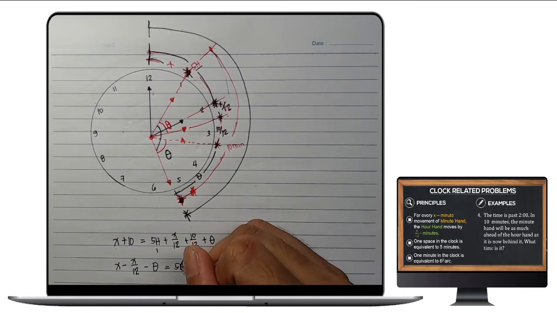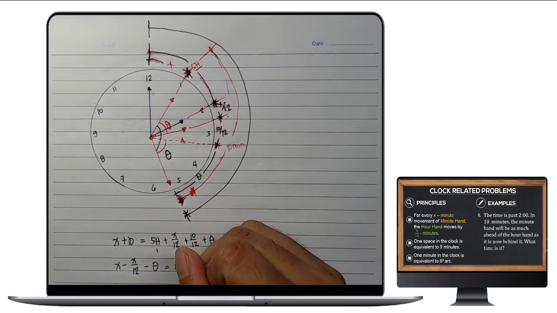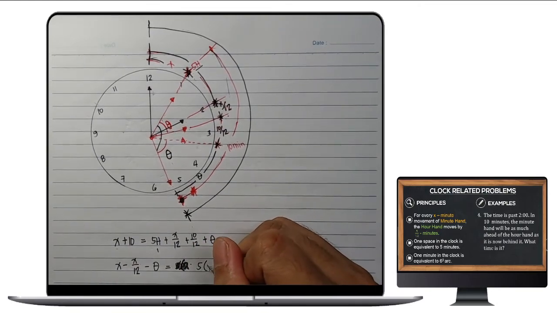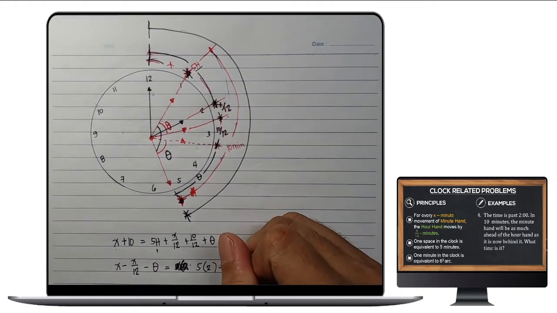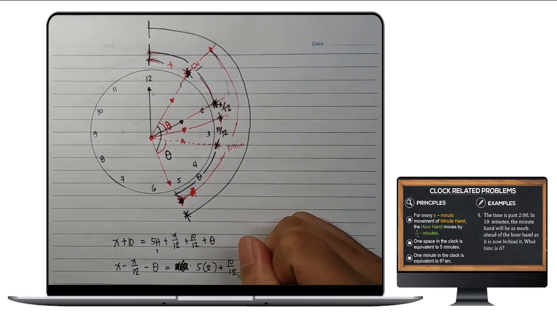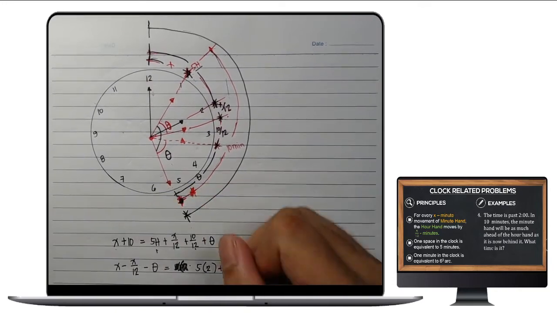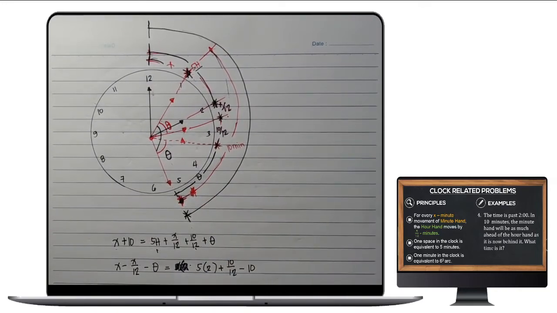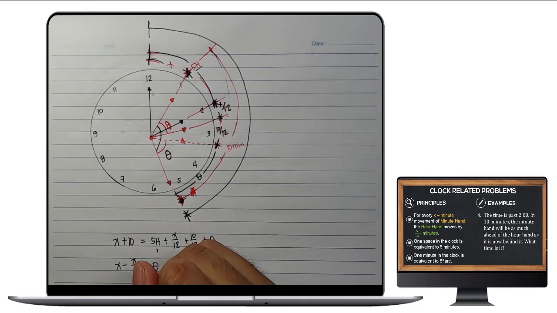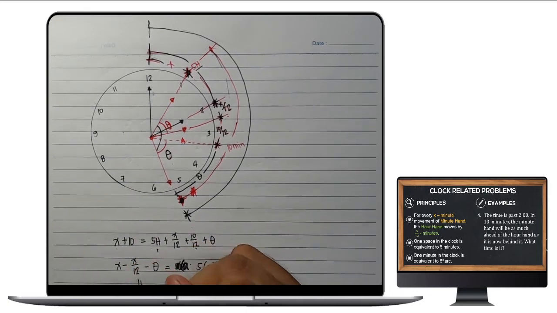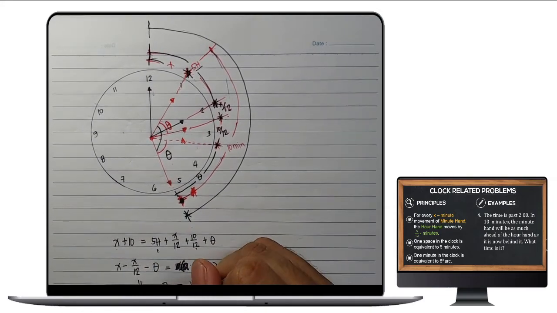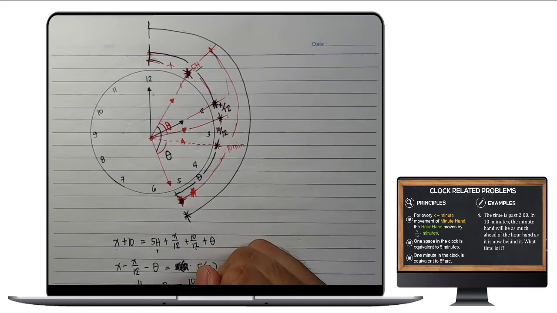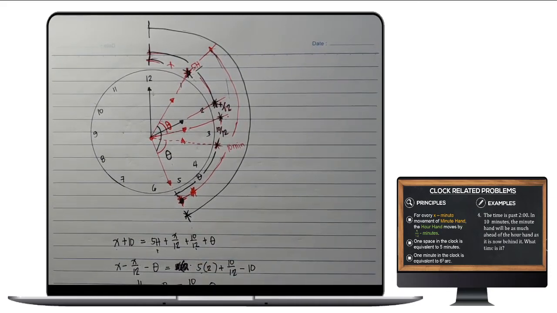the time is from 2 o'clock. So h is 2. So that is simply 5. Then plus 10 over 12. Then transpose minus 10. Okay? So simplifying, this will be 11 over 12x minus theta is equal to 5 times 2 is 10 minus 10 is 0. So this is 10 over 12. So here is your equation 1.